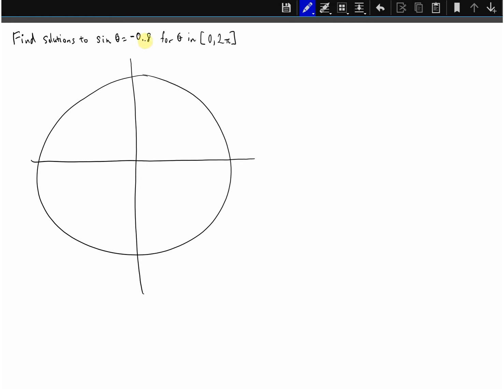But negative 0.8 for the y-coordinate on the unit circle. Well, there's where y is negative a half, so negative 0.8 is probably somewhere down here. We'll just write that, negative 0.8. So we're looking for two solutions. One is right there, somewhere in the fourth quadrant, and then the other place where there's a point on the unit circle and the y-coordinate is negative 0.8 is there.